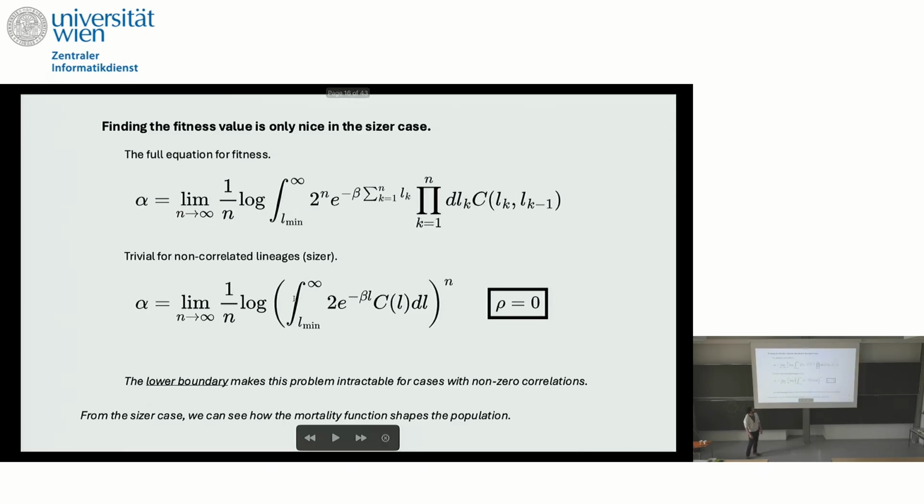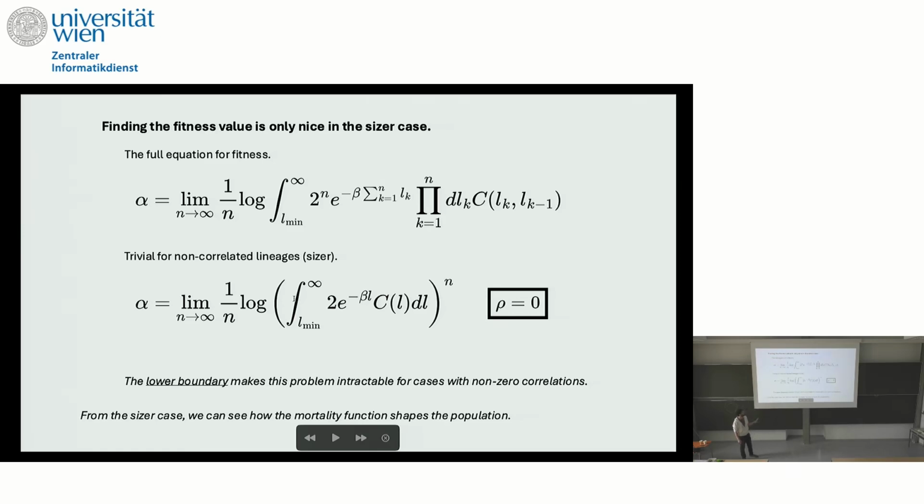And when I do this, you can see that I'm trying to invoke this large deviation theory kind of stuff. Unfortunately, it's not just a straightforward application, as this lower boundary screws it all up. So you can't just quickly read off an answer. However, if you are in the case without correlations, you absolutely can, right? So the Sizer case is the one without correlations. We can right away get a nice answer, right? Instead of an integral of a product, it just becomes a product of these integrals. And this becomes very easy to solve.